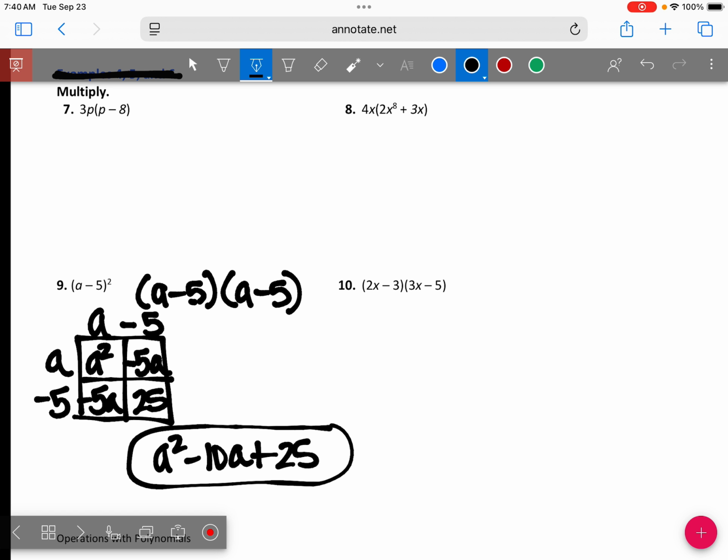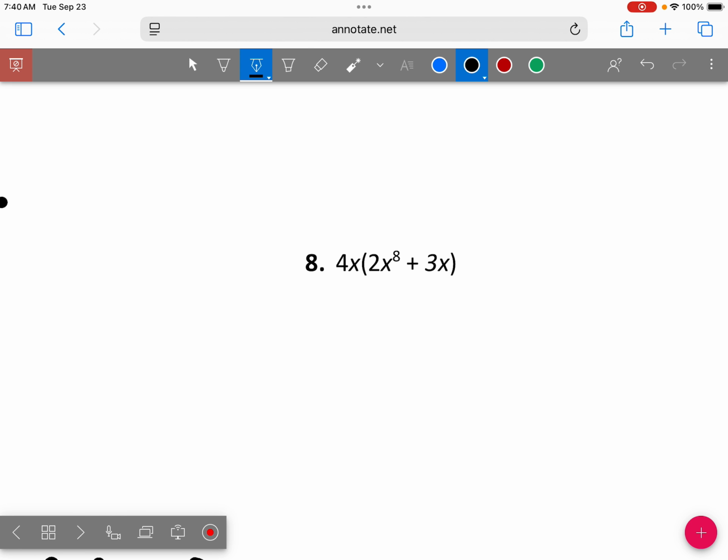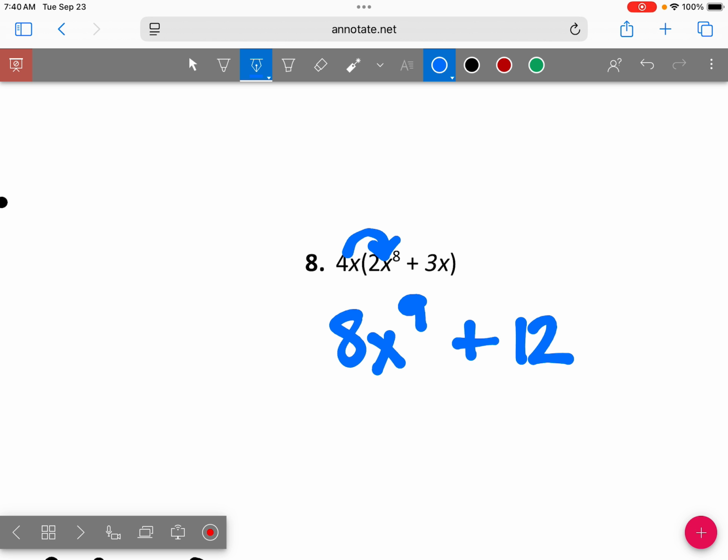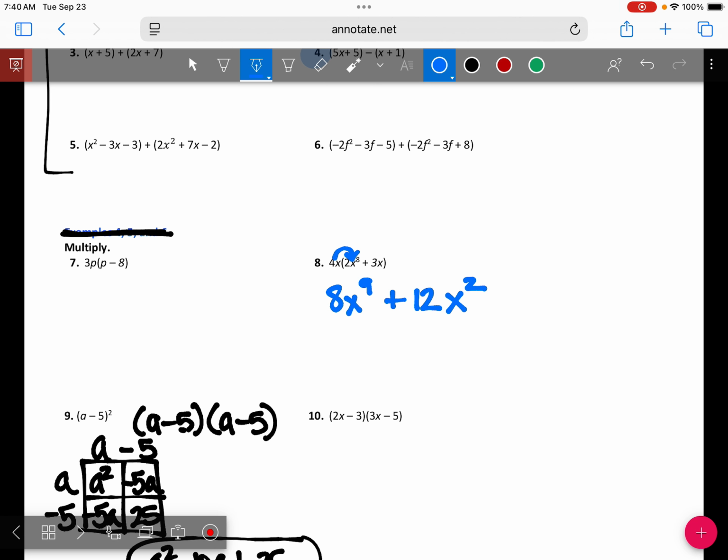And then also let's look at number 8 together. Just remember, when you distribute, you're multiplying the numbers but adding the exponent. So 4 times 2 is 8, but then I have to add x to the 1 and x to the 8. And 1 plus 8 is 9. Bring down the plus sign. 4 times 3 is 12. X times x is x squared.